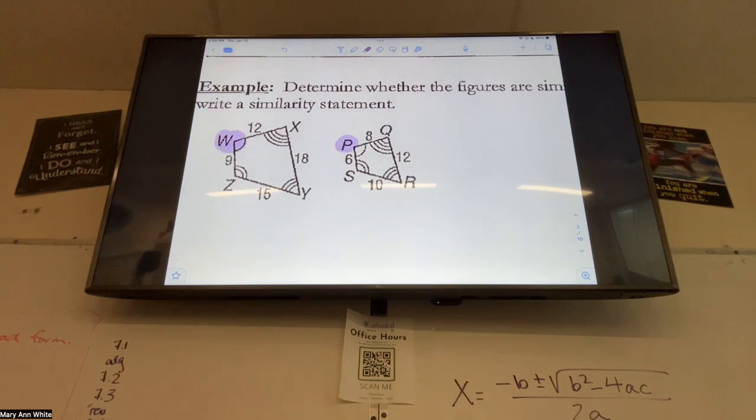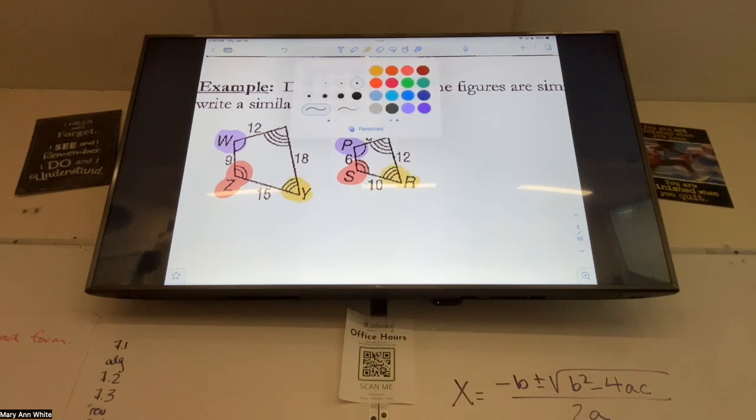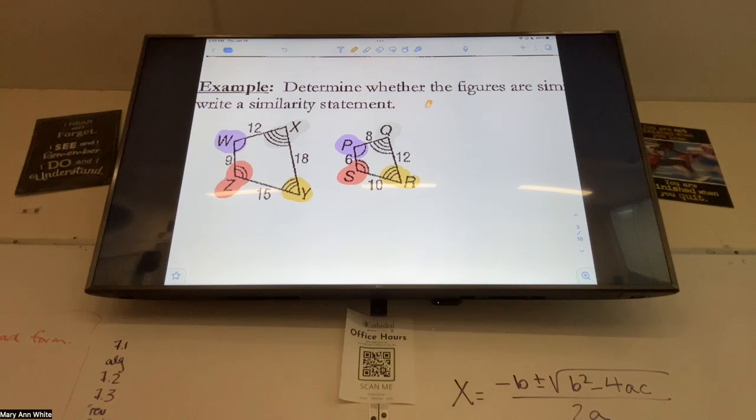Yeah, with P, good. What about Z? Does it match with somebody? Good. What about Y? Good. And what about Q? Okay. Very good. Okay, so are all the angles congruent? Yes, all angles are congruent. Yes, we did that. Check mark.